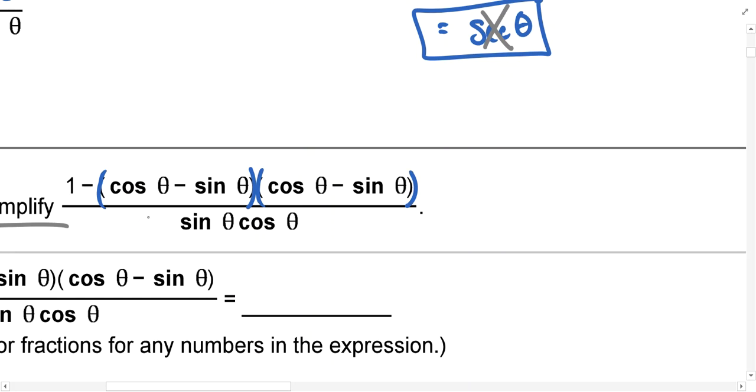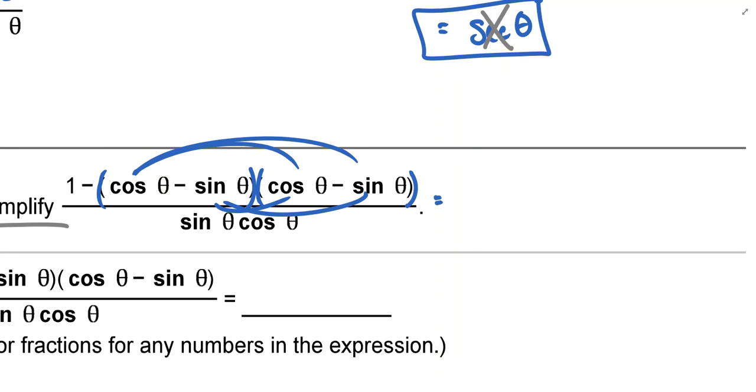So since the instructions said to multiply, I'm going to start with this pair of multiplications in the numerator of this fraction. We've got a binomial times another binomial. And so we can FOIL this together. So I'm not messing with the 1 minus at the start here. So we've got 1 minus.